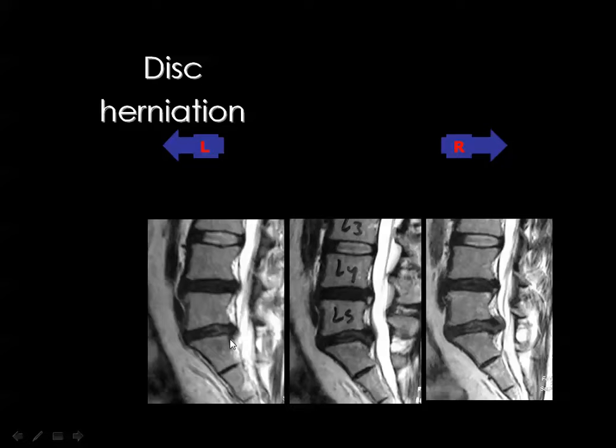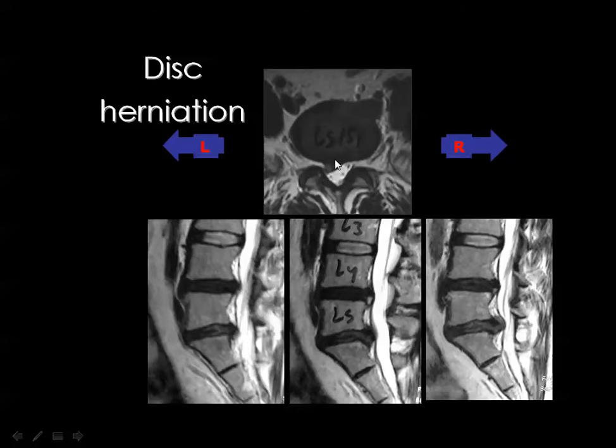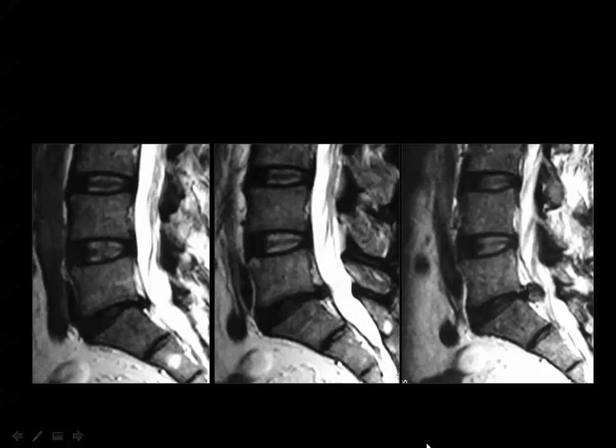If you go to the left and the disc is smaller, and if you go to the right and the disc is larger, then this disc is herniated to the right side. Look at the axial image and you see that the disc is herniated to the right side. But if you see that the disc in the midline is almost similar to that on the left and that on the right, then you know that this is a diffuse posterior disc bulge.